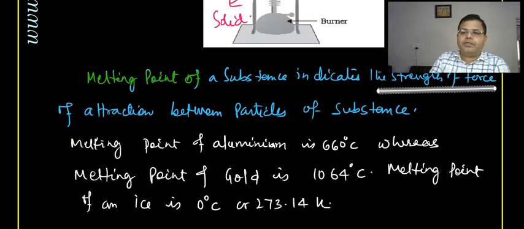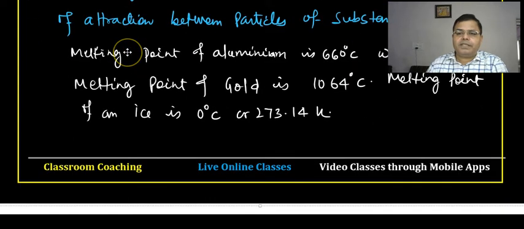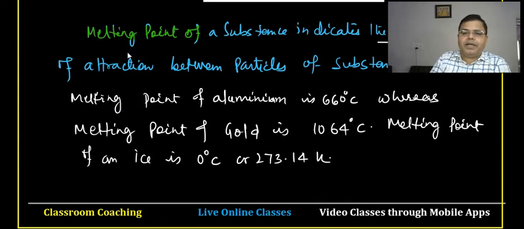The melting point of a substance indicates the strength of the force, and since the strength of the force is different, the melting points of substances are different. This is just information, and I hope you get it.